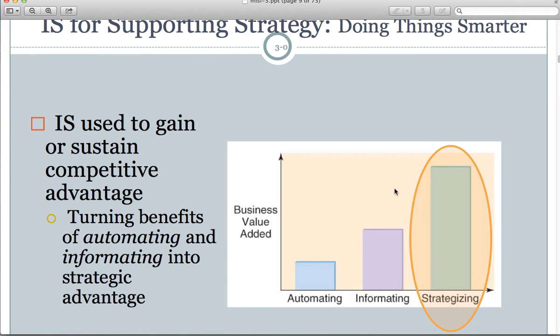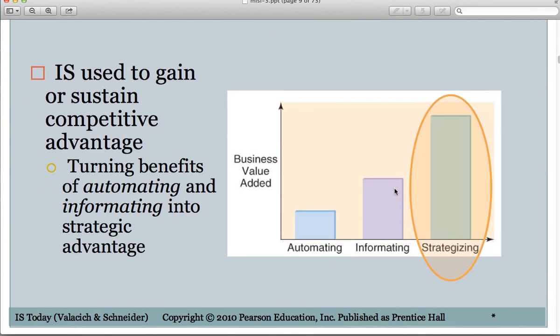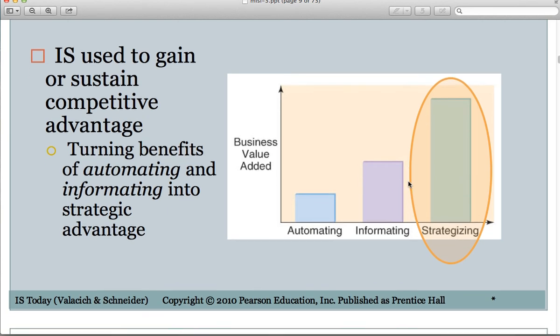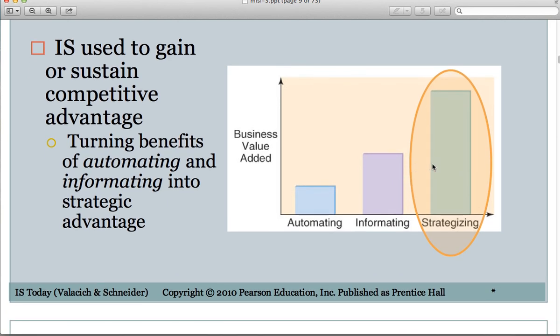So, doing things smarter: using information systems to gain or sustain competitive advantages, turning the benefits of automating and informating into strategic advantages, strategizing. How about producing cars in the right colors?